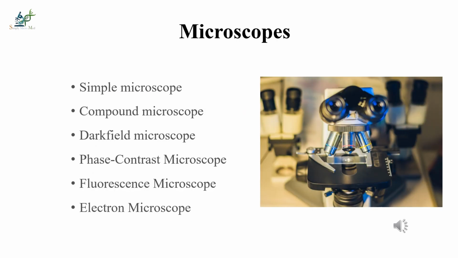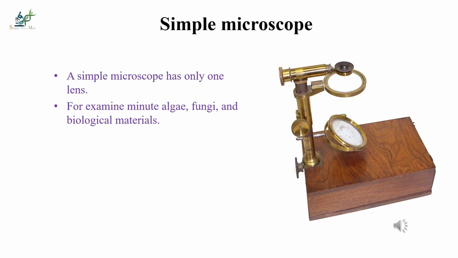Microscope. The microscope is divided into simple, compound, dark field, phase contrast, fluorescent, and electron microscope. And except for the electron microscope, all are optical microscopes, and they are illuminated with the help of light rays. But in the case of the electron microscope, electron beams are used instead of light rays. First, the simple microscope.